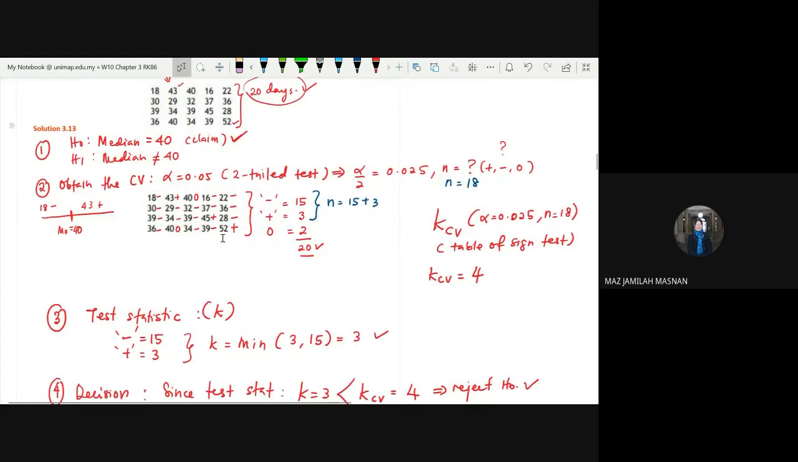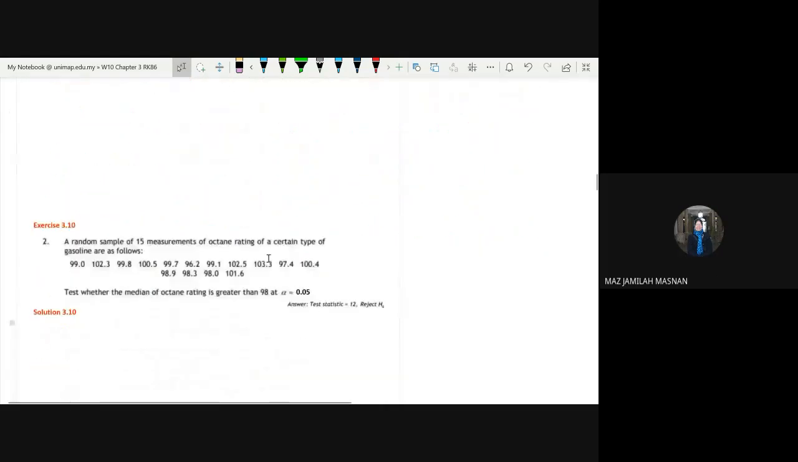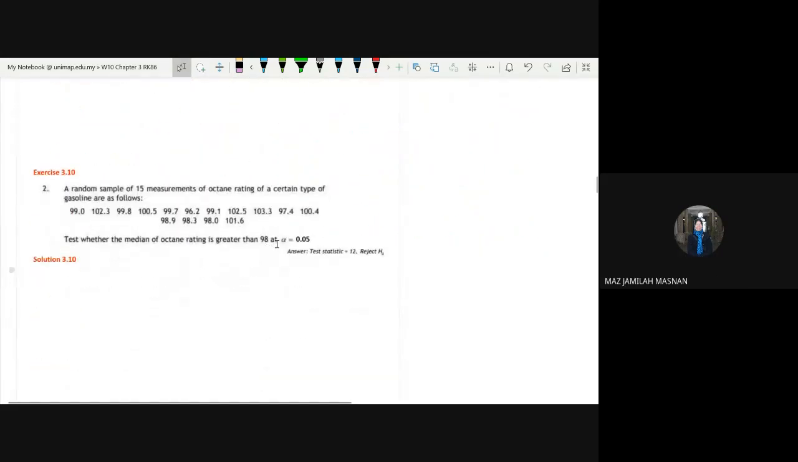Okay, class, any question so far? Any question for the example? If no question, let us do exercise 3.10. For 3.10 on page 103, please look at question 2.